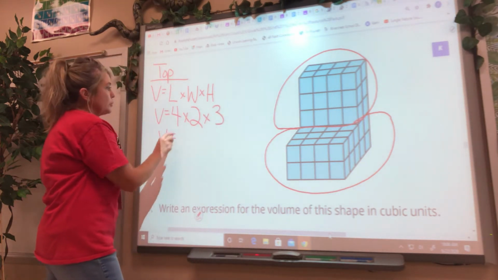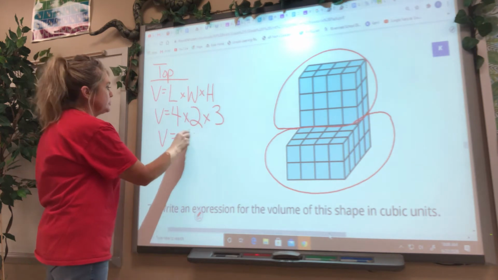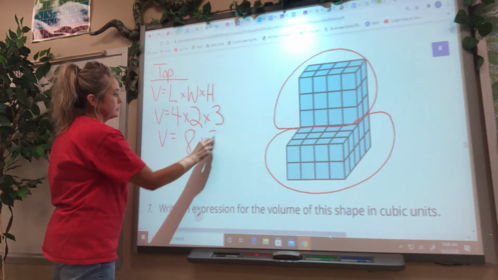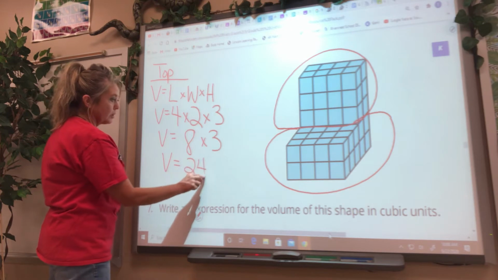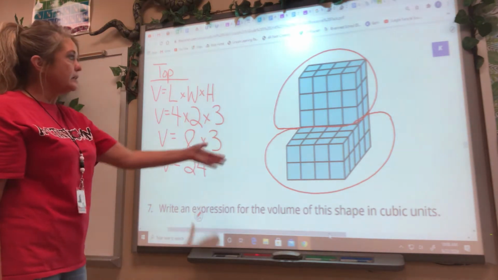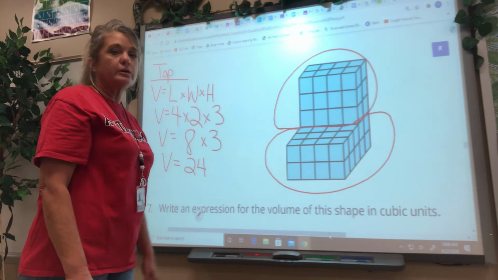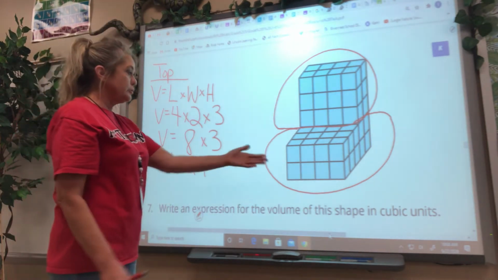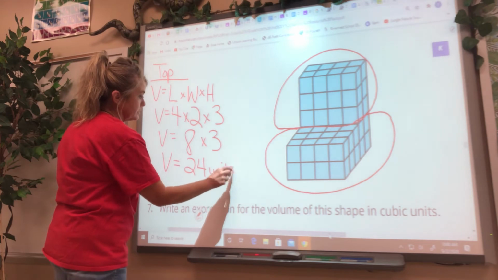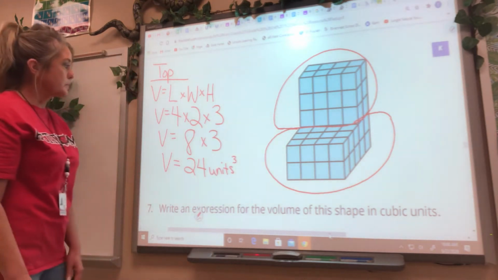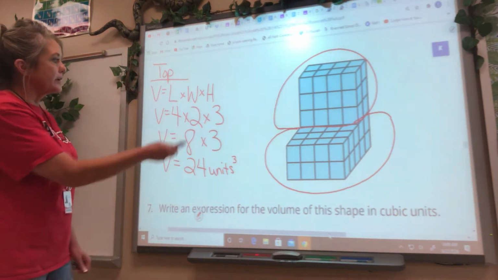Okay, so we would have 4 times 2 is 8. And then 8 times 3 is 24. Since it didn't tell us if it was inches or centimeters or feet, we just use cubic units, so they would need to label as units cubed. Okay, and then we'll look at the bottom.